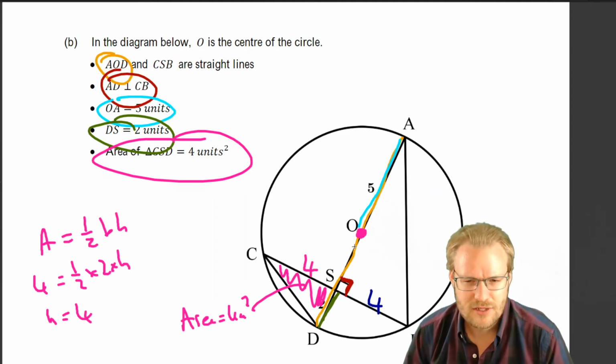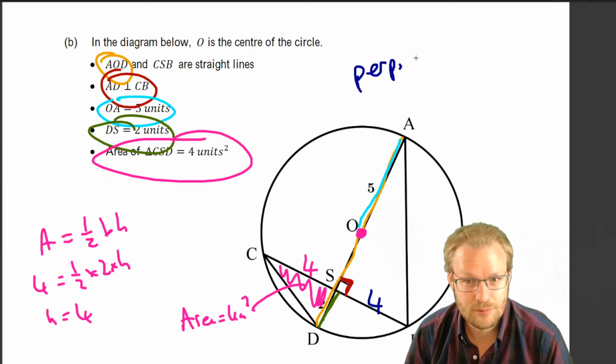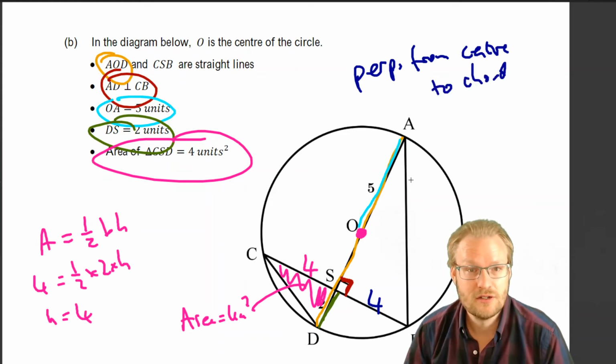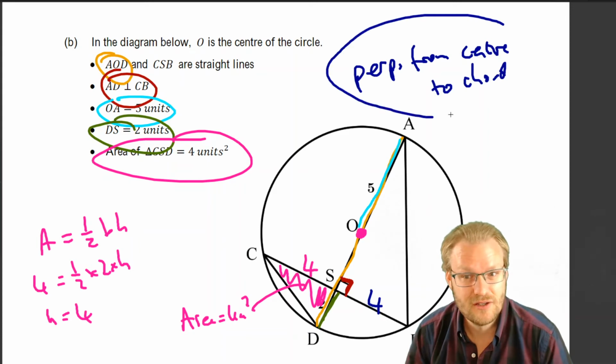Well, that one was perp from center to chord. So I think we used the reason perp from center to chord. Remember, it's not line from center to midpoint of chord. We're not told that it's the midpoint. We're told that it's perpendicular, so that's why you're going to use this reason.